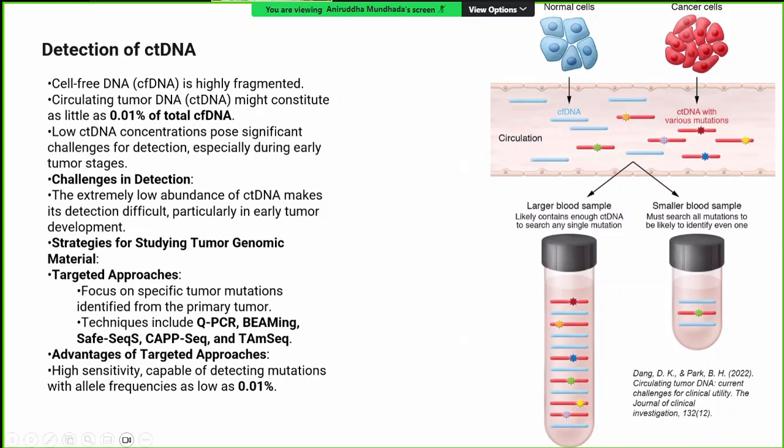There are three different approaches to test for these ctDNA, and we will focus on those later on. But one of them is the targeted approach, and these are the different techniques we can use. A few of them are qPCR and ddPCR, which are quite sensitive in detecting 0.01% of ctDNA.